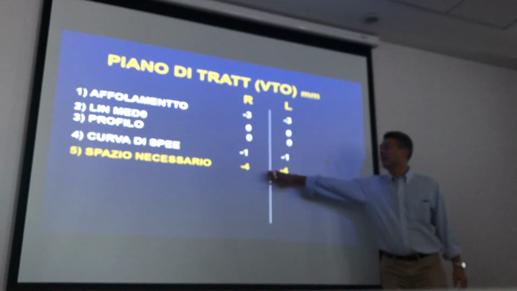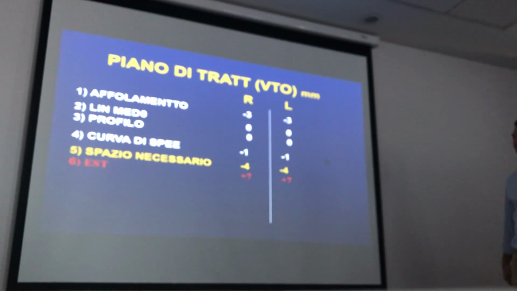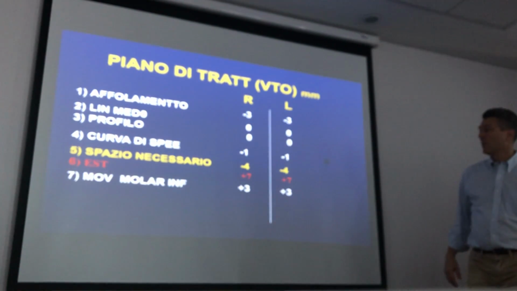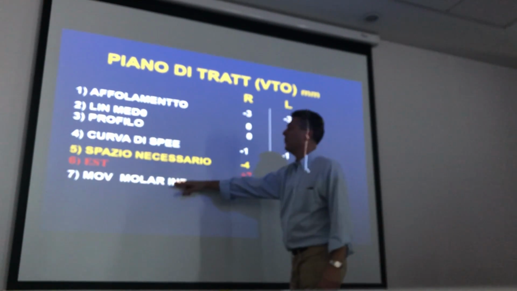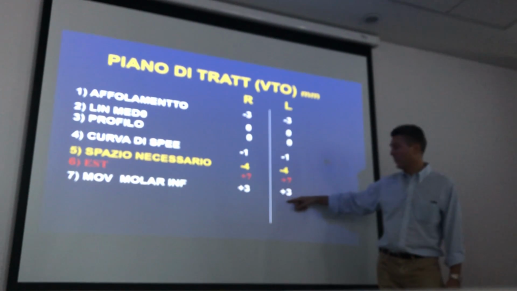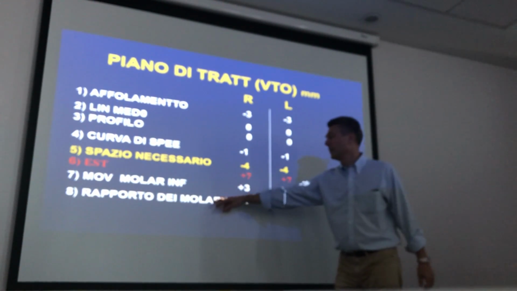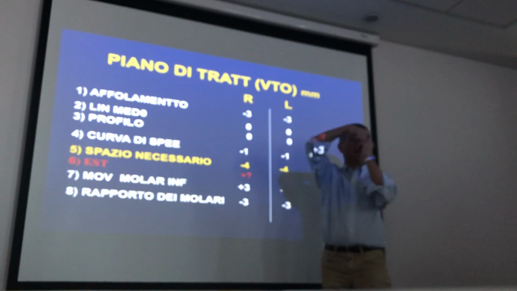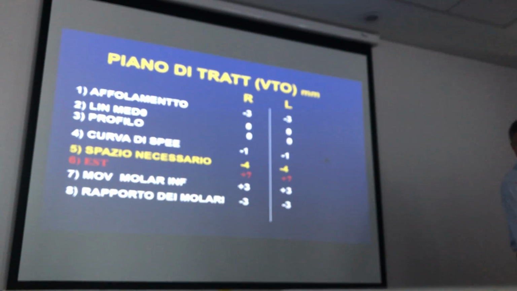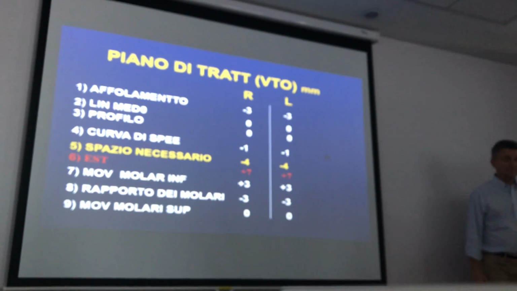We need 4 millimeters each side. We extract a premolar that is almost 7 millimeters. We have a movement of the lower molars that is the difference between what we need and what we have. So we go for 3 millimeters. We have a molar relationship that is end-to-end, 3 millimeters. At this point, it's very easy. The upper molar should be there. No movement.